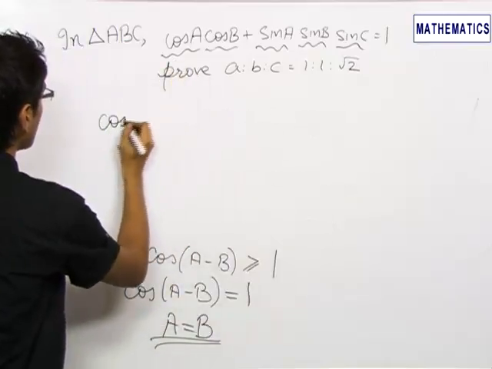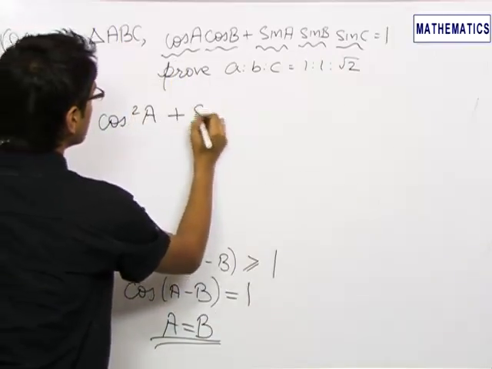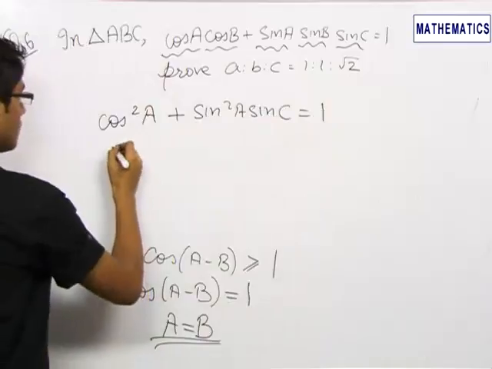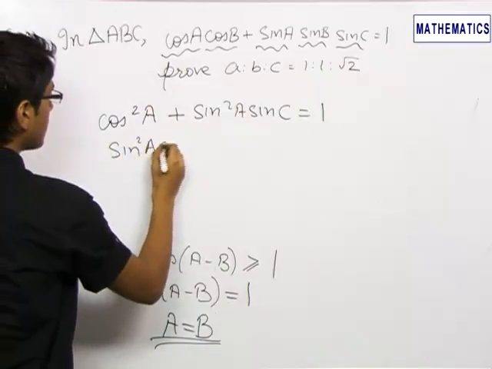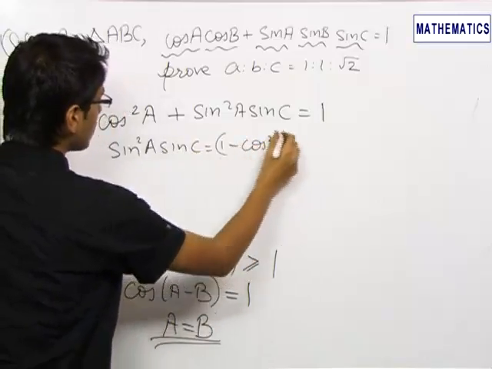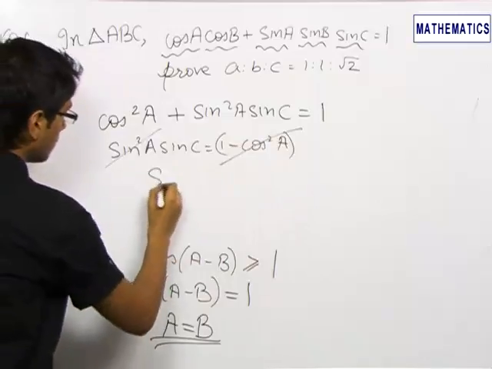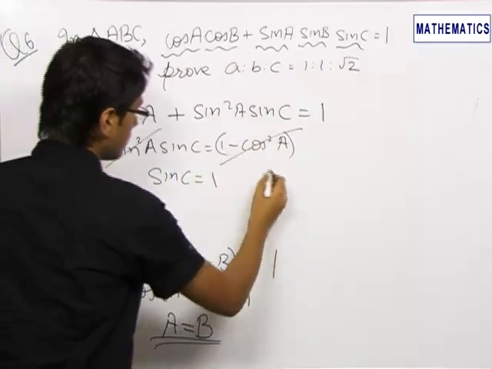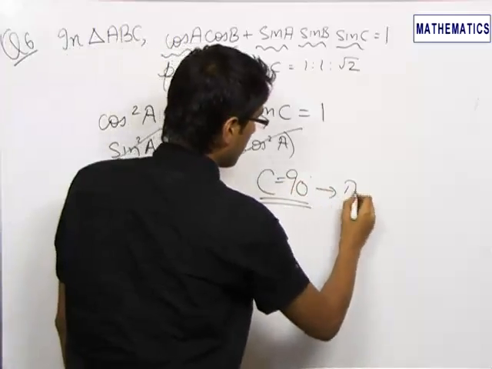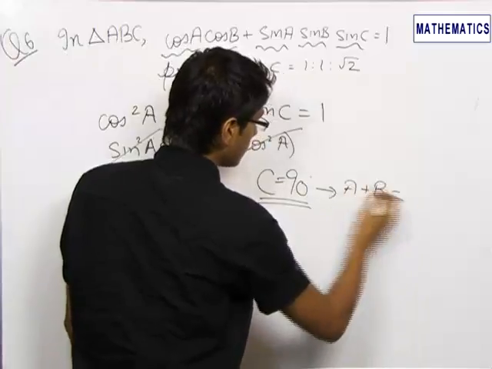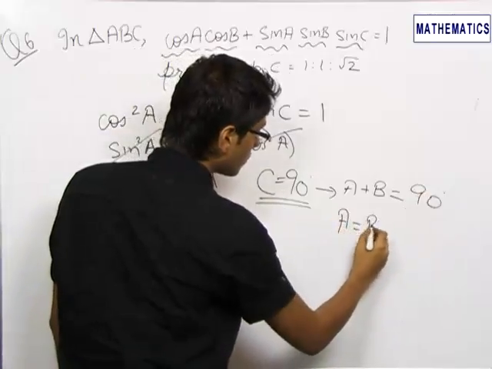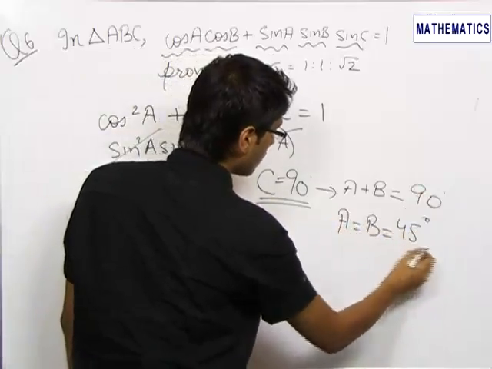Putting angle A equals angle B over here, we get cos square A plus sin square A sin C equals 1. This becomes sin square A sin C equals 1 minus cos square A, which is equal to sin square A. Hence it gets cancelled out. We get sin C equals 1. Hence C is equal to 90 degrees. A plus B is equal to pi minus C, which is equal to 90 degrees, and we know that A equals B, so we get A equals B equal to 45 degrees.